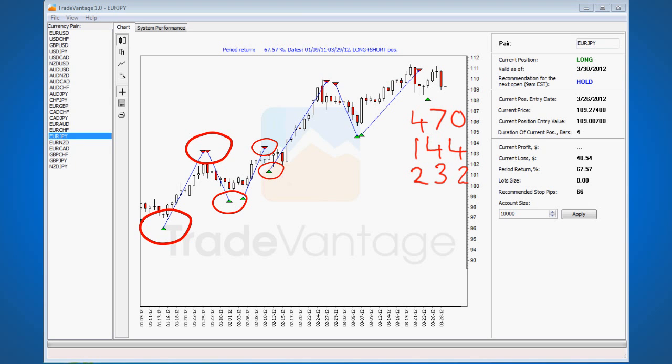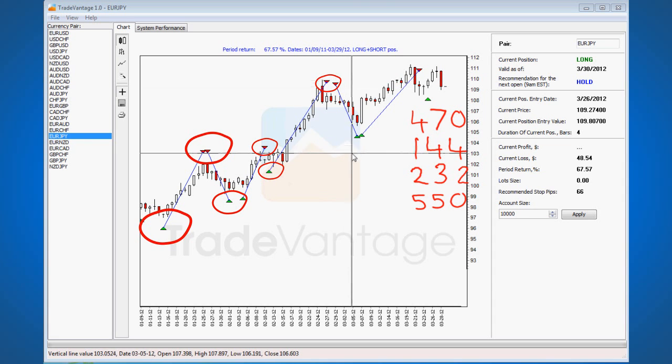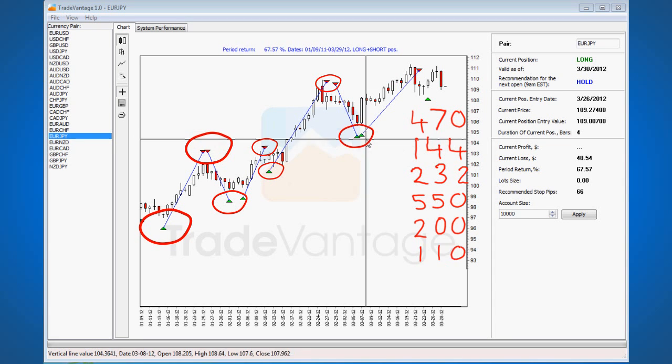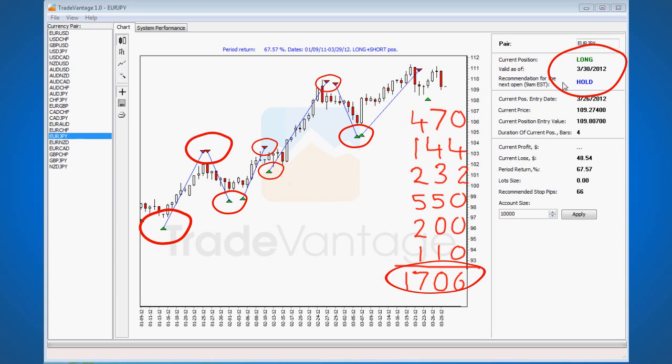Now, as you can see, the market does continue to run, and it pays out nicely. This ended up paying out over 550 pips, and just within a few days later, we get another signal that pays out over 200 pips, and then we follow that up with another 110 pips. And as you can see, as of the time that I'm recording this, we're actually in a long position now, and we're being directed to hold it. All right, you see up here on the top right, it says current position long, and recommendation for the next open is to hold. So pretty cut and dry stuff.